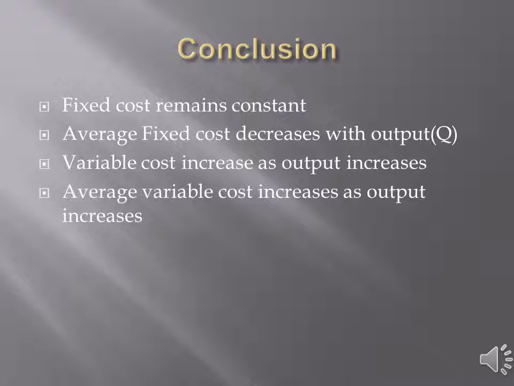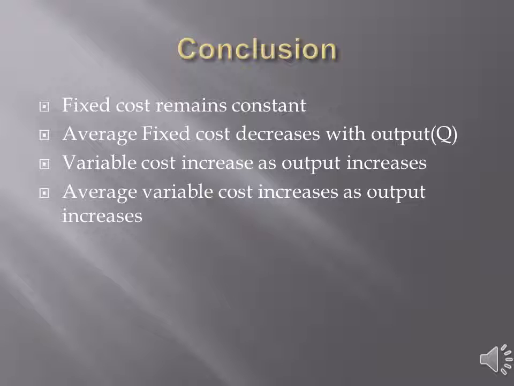Now here we have a little conclusion. Your fixed cost remains constant. It does not matter if you make 5 watches, 15 watches, or 30 watches. Your fixed cost will always stay the same. Your average fixed cost decreases with output because, like I said, the fixed cost remains the same. So if you divide it by 5, like 45 divided by 5, how we did it earlier, you get 9. Now let's say you make 10 watches. Now your average fixed cost is 4.5.